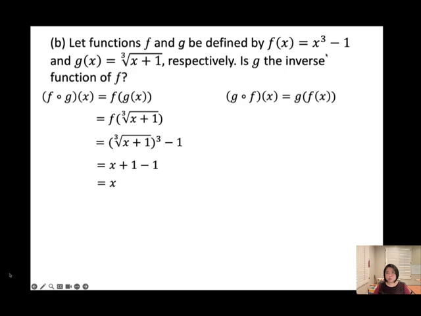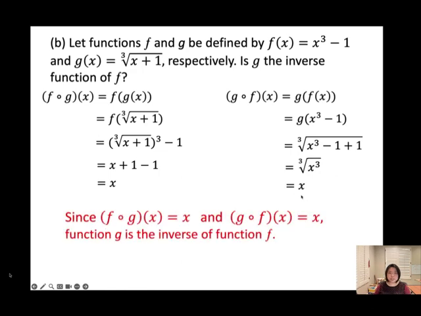So this time, we're going to plug f of x into the g here. Okay, and then plug into the g of x here. We're going to replace the x with x squared minus 1. Simplify it first. Okay, cancel out the root. So it's also equal to x. So we're going to say function g is the inverse of function f.